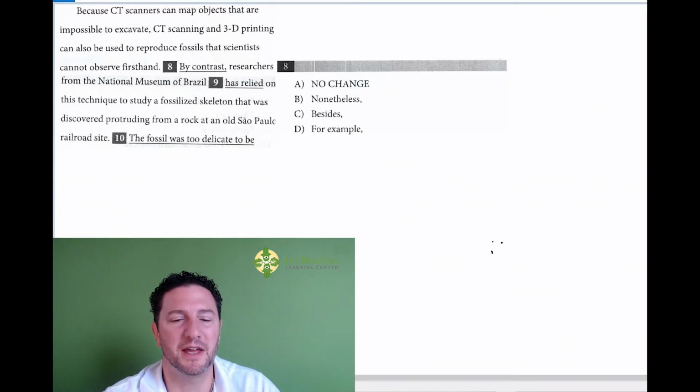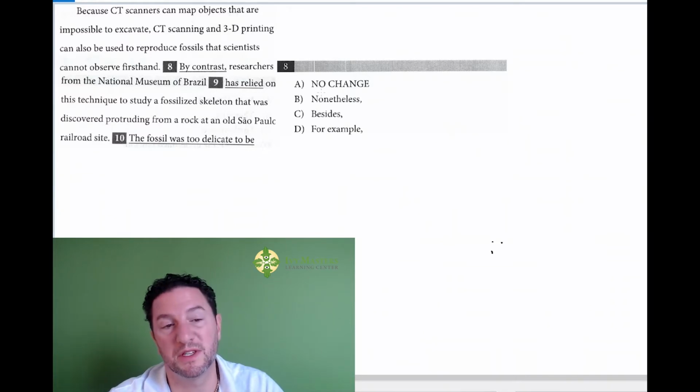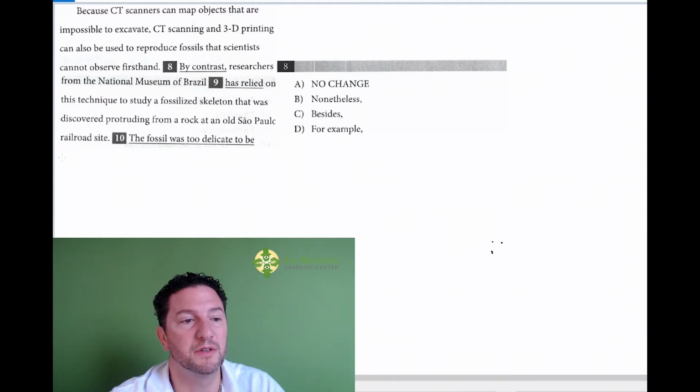And today we're going to look at Test 5, Section 2, Number 8, which reads: Because CT scanners can map objects that are impossible to excavate, CT scanning and 3D printing can also be used to reproduce fossils that scientists cannot observe firsthand. Researchers from the National Museum of Brazil have relied on this technique to study a fossilized skeleton that was discovered protruding from a rock at an old Sao Paulo railroad site.